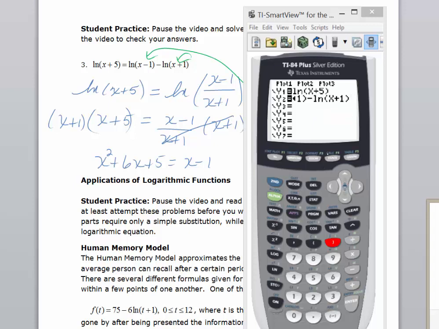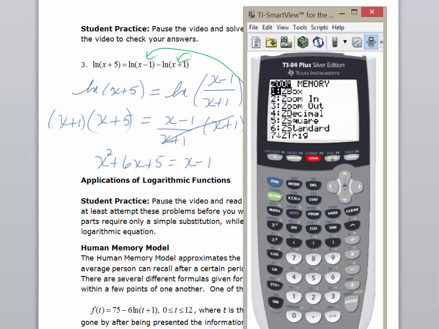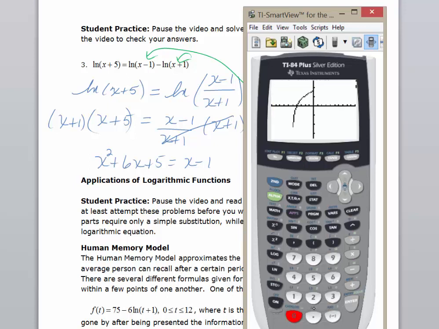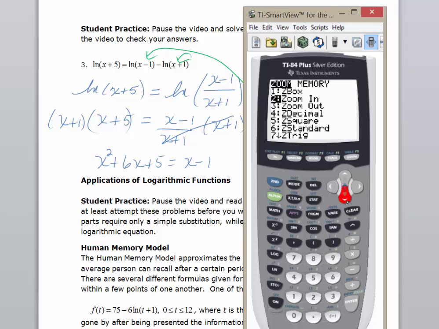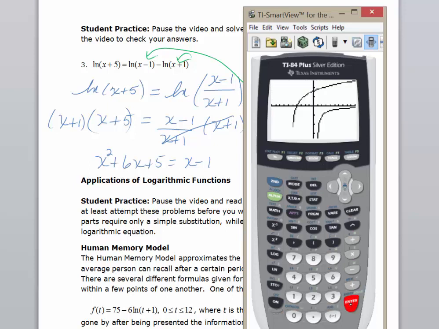So I'm going to do a zoom 0. Zoom 0 is actually zoom fit. So it's graphing the first equation, it's graphing the second equation, and I'm going to zoom out a little bit so you can see a little bit more of that window. You have to hit enter twice when you zoom out.